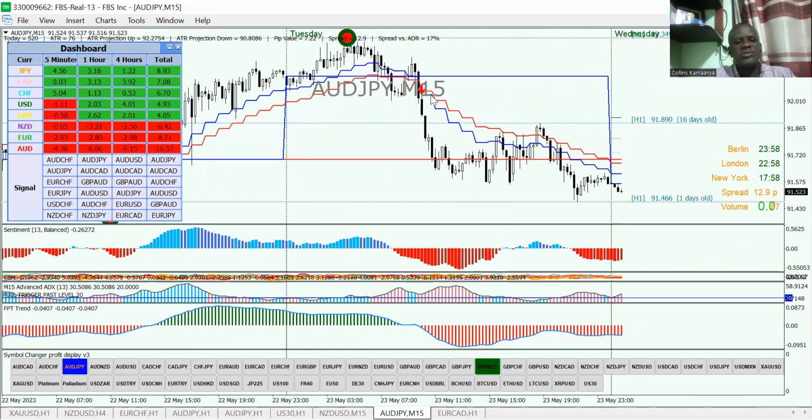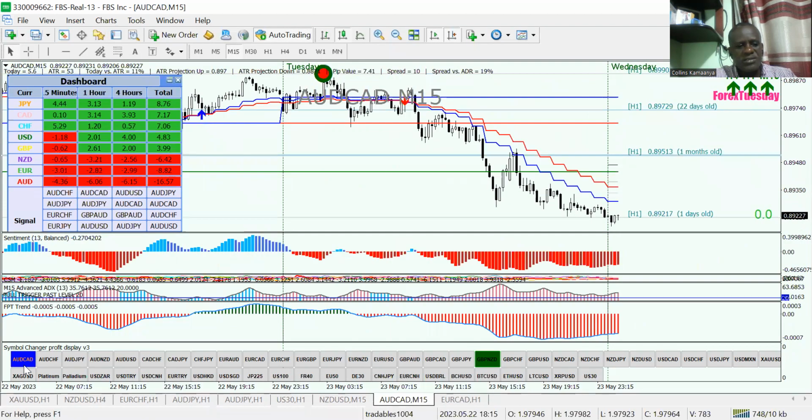But when you put your crosshair here, you'll be able to see the pips for that day. If I go to the next pair, so many pips. You can see this one, a day, we had over 57 pips.